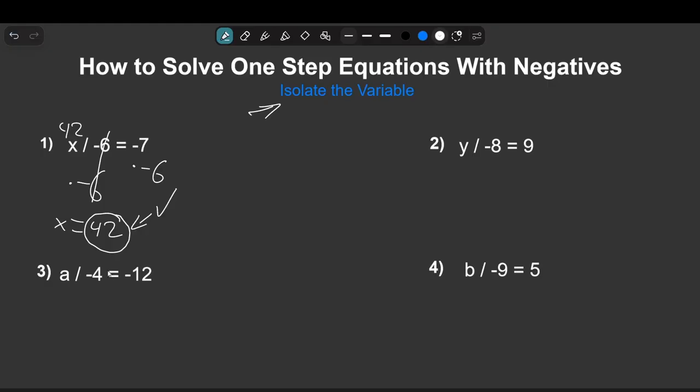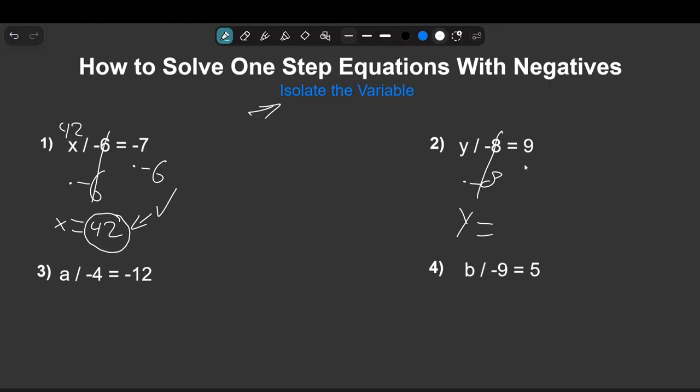Now let's go over to the second example, where we have y divided by minus 8 equals 9. So again, it says something divided by minus 8 equals 9. And again, the first step is we're going to isolate it. So we're going to inverse our operation. So turn it to a multiplication like this, times minus 8. Again, these two cancel each other out, so we're just left with the y, with our variable.